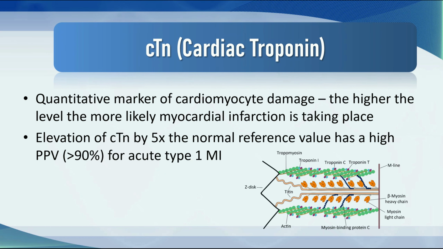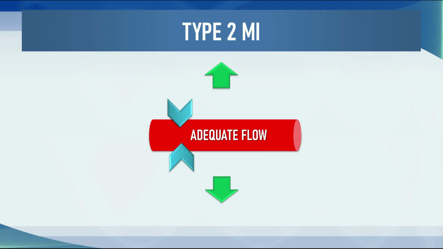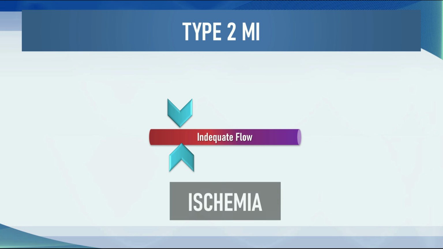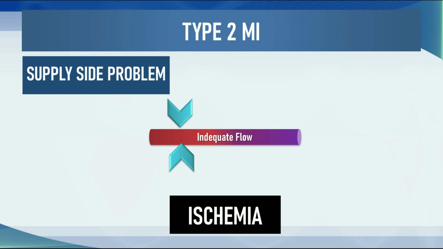Now, there is a second type of myocardial infarction known as type 2. Type 2 myocardial infarction is a flow demand problem. In this example, there is initially good flow, and that matches demand and supply is good. Subsequently, the flow falls, but the demand remains the same and ischemia results. This is a supply side problem.